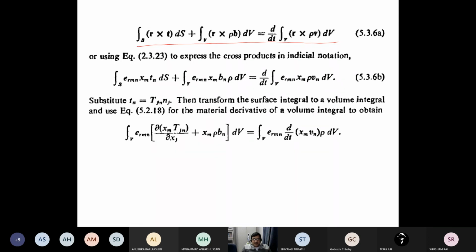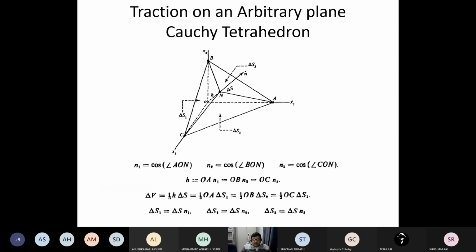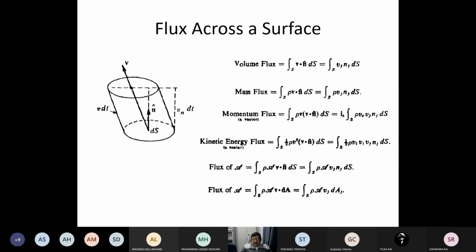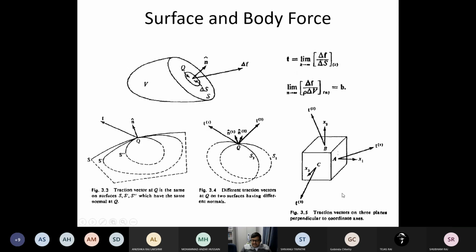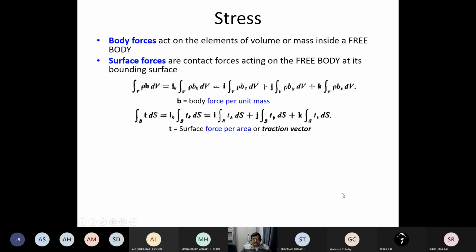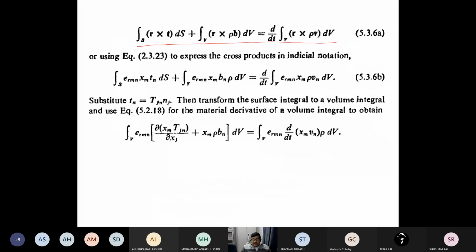Okay. Then what do I do? I take this epsilon Rmn out. And then this I convert from a surface integral to a volume integral. I just apply this, rho a Vj Nj dS to rho a Vj dS. So I just consider that everything has been expressed. This I convert using the divergence theorem.